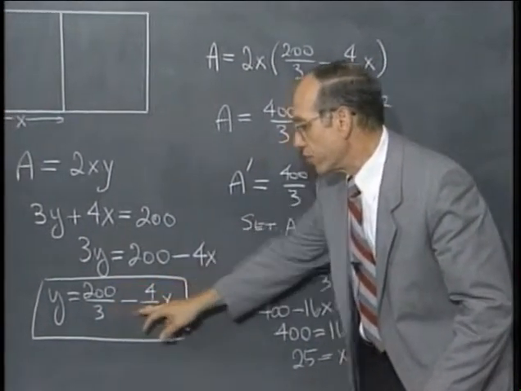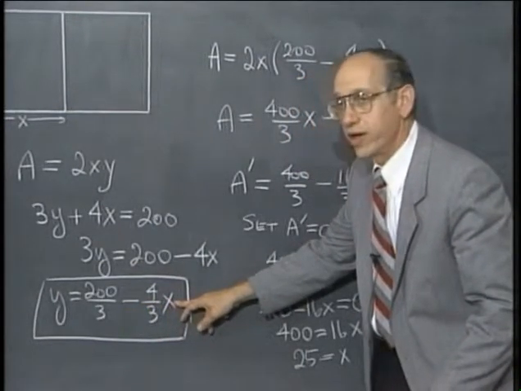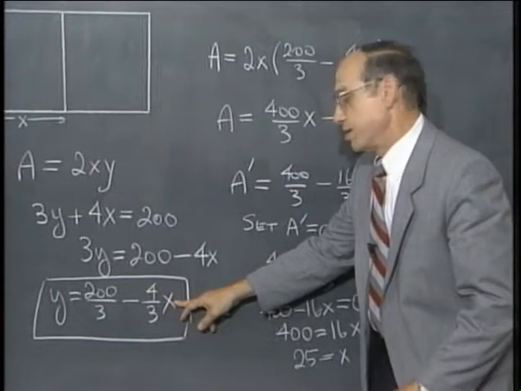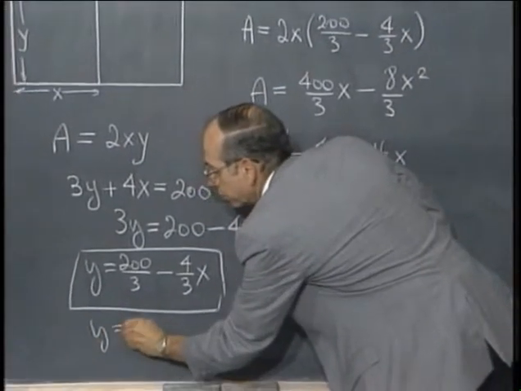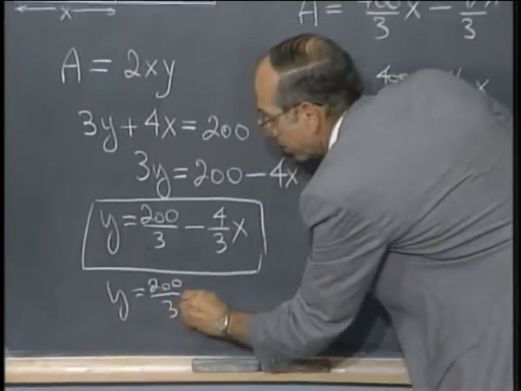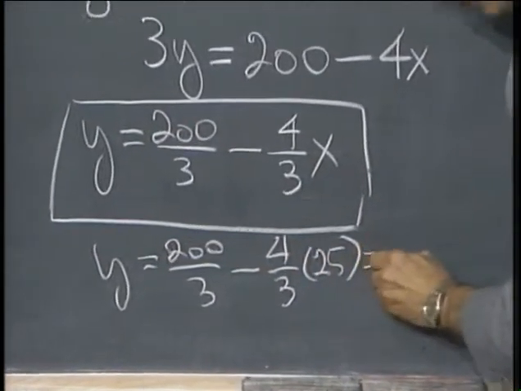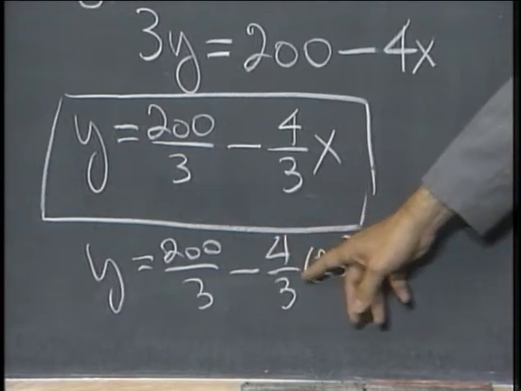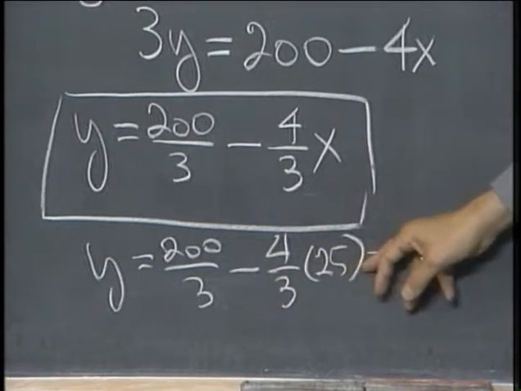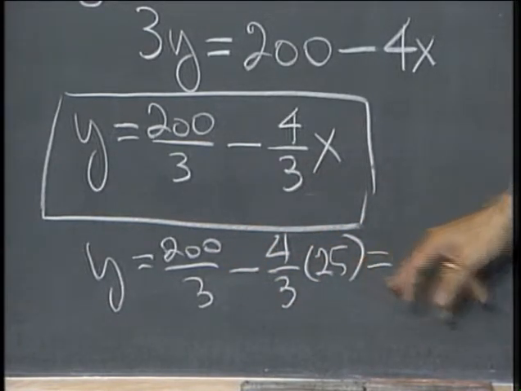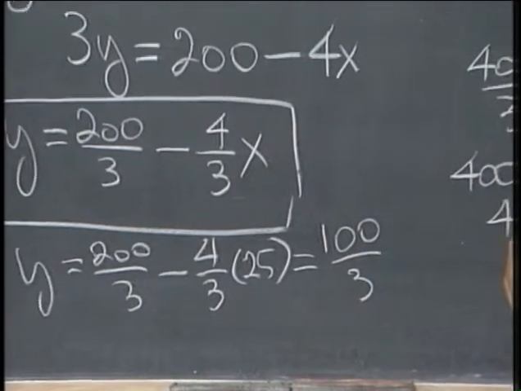Y is equal to 200 over 3 minus 4/3 x, and we have to substitute x equals 25 into this equation. Shall we do that? Substituting x equals 25, we get y equals 200 over 3 minus 4/3 times 25. Can I do that one in my head? 4 times 25 is 100, so this is 100 over 3. I have 200 over 3 minus 100 over 3. That's simply 100 over 3, or 33 1/3 feet.